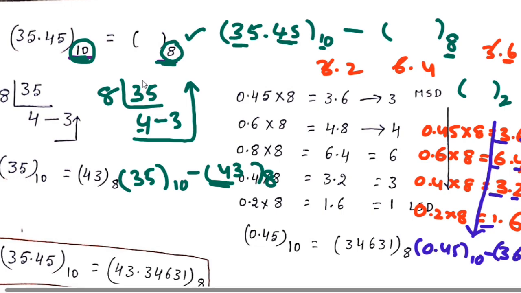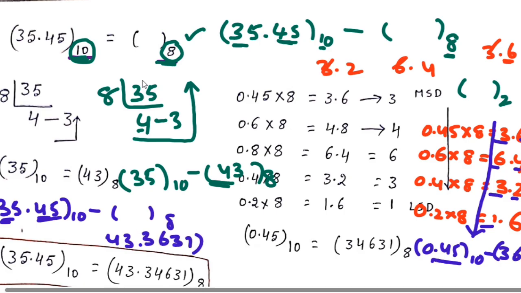Now combine both. What is the question we asked? The decimal number 35.45, its octal equivalent. What is the answer for 35? We got 43. And for 0.45 we got 3631. So in this way we are going to convert a decimal number system into the octal number system.